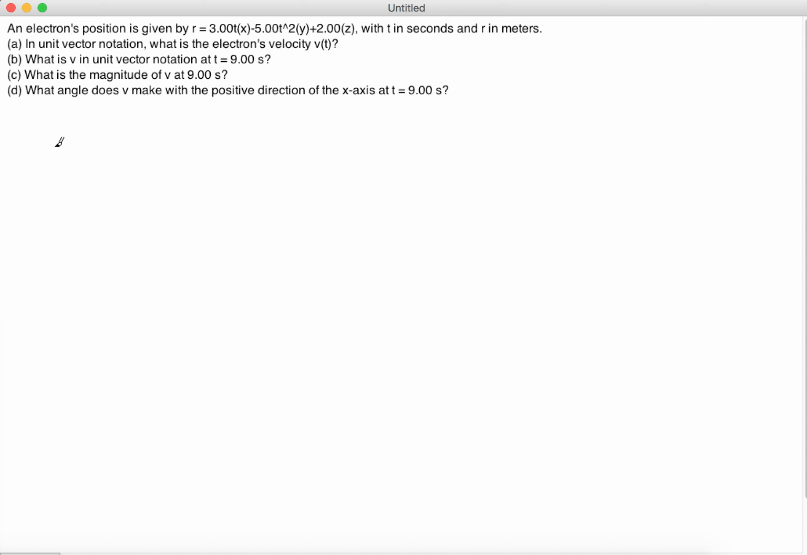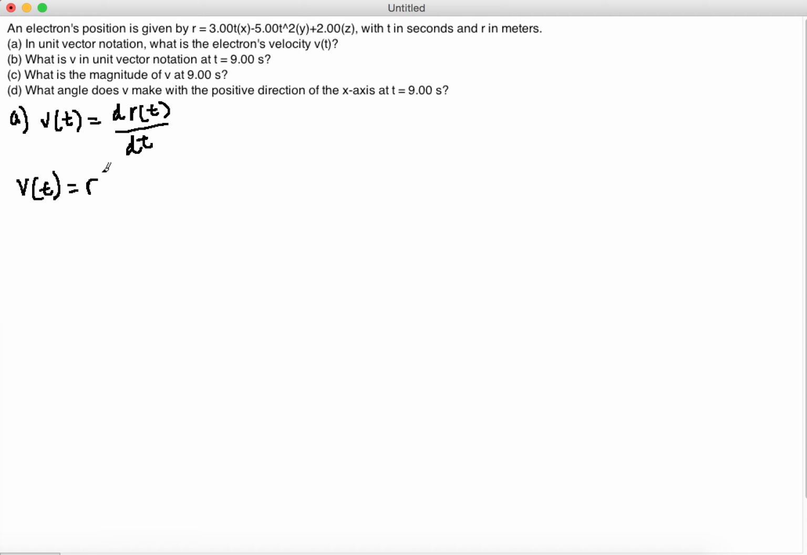It asks, in unit vector notation, what is the electron's velocity v of t? So we're given an equation that gives us position, and we're asked to find the equation in terms of velocity. From calculus, for part A, we can recall that the derivative of position is equal to velocity, so we can write the velocity of the particle at a certain time as the derivative of the particle's position over time. We have this equation of position here, and we can take its derivative component-wise, and that's how we'll get the electron's velocity.